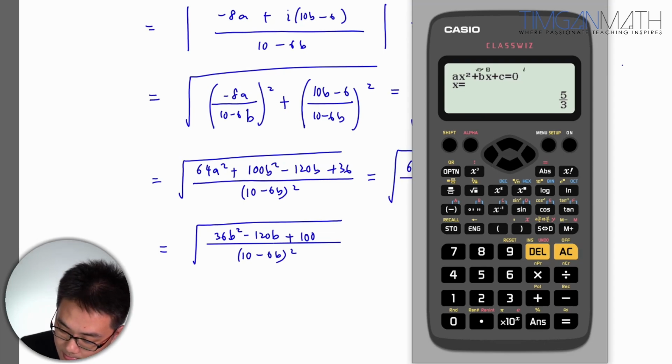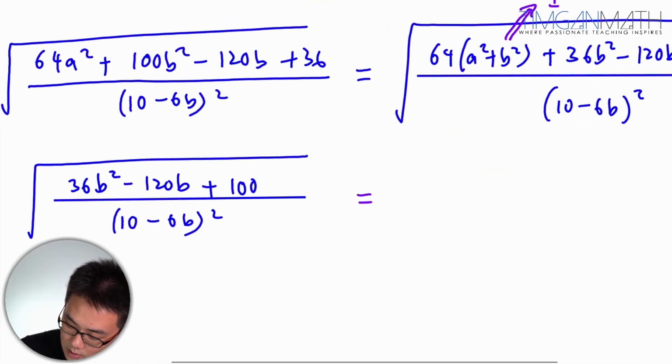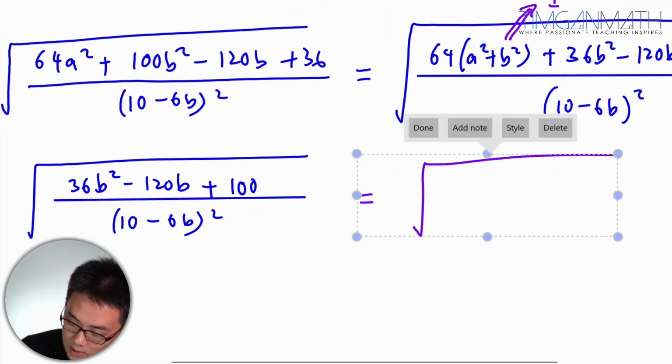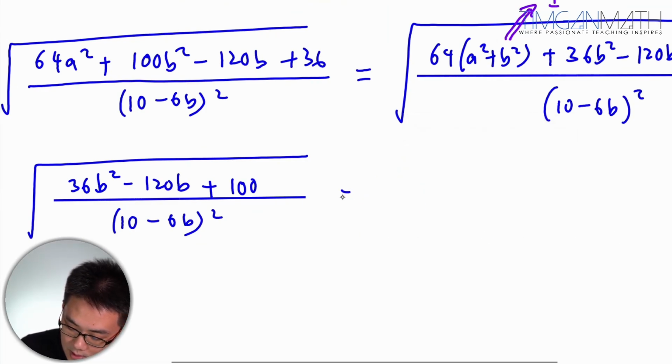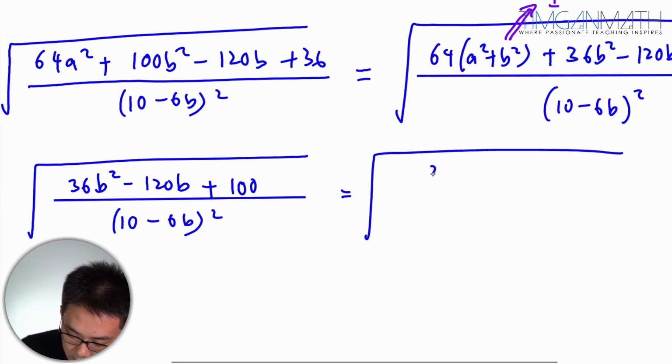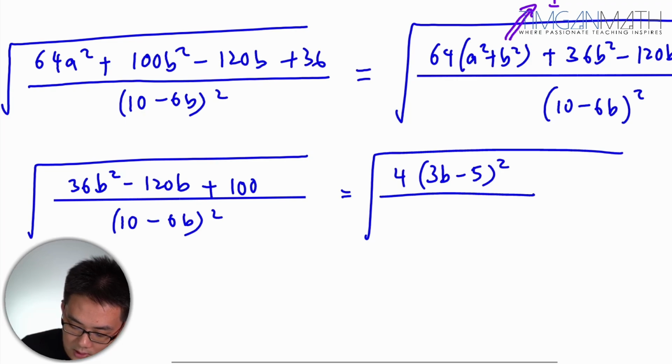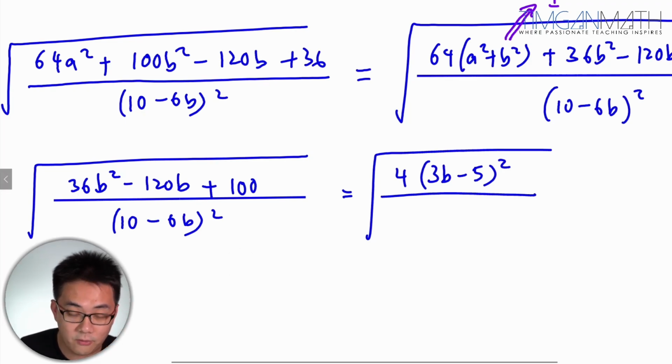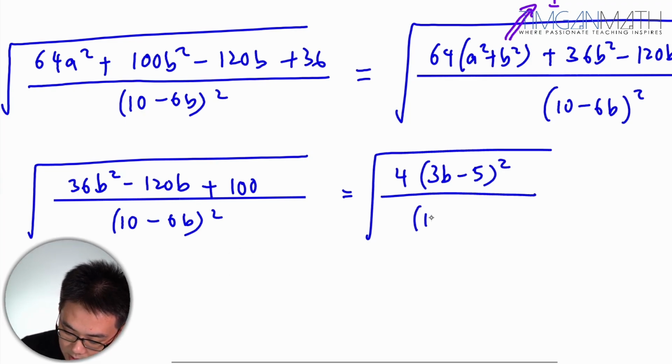So this will be, oh, this is a perfect square. Great, great. So be careful. This is 3b minus 5, but you have to be careful, okay? This is 3b minus 5 square times 4 in front, because this is 36 in front here. Actually, you factorize the 4 out. So the bottom will be 10 minus 6b square.